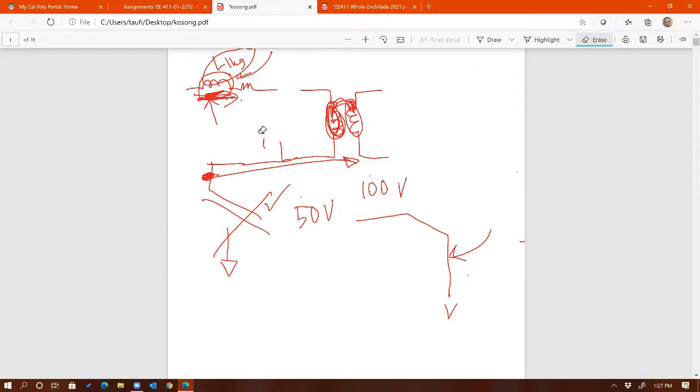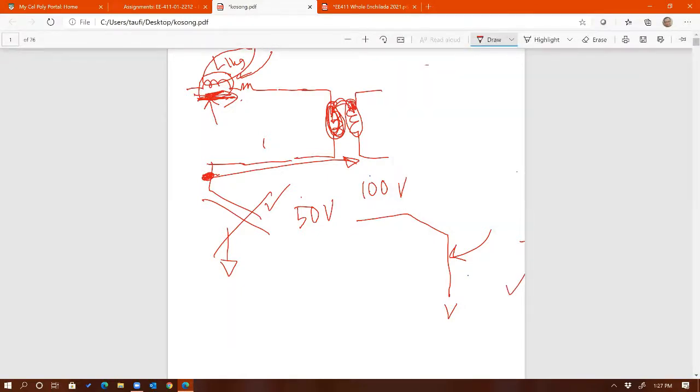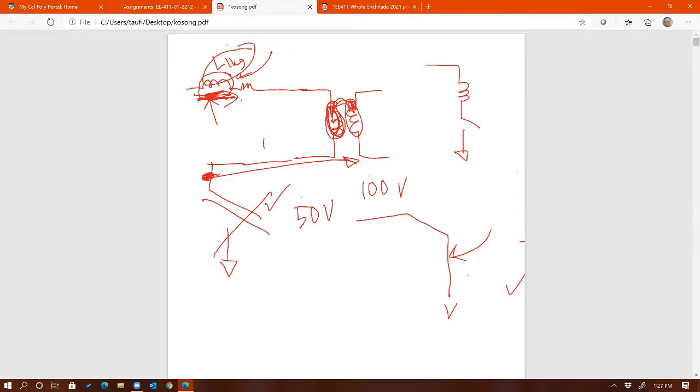Let me erase that part. Is that a boost? No, it has to be isolated, with a transformer. What topology has this type of connection? You forgot? Start with F. Flyback, yes. And then there's another one. Start with P. Push-pull? Push-pull, yeah.